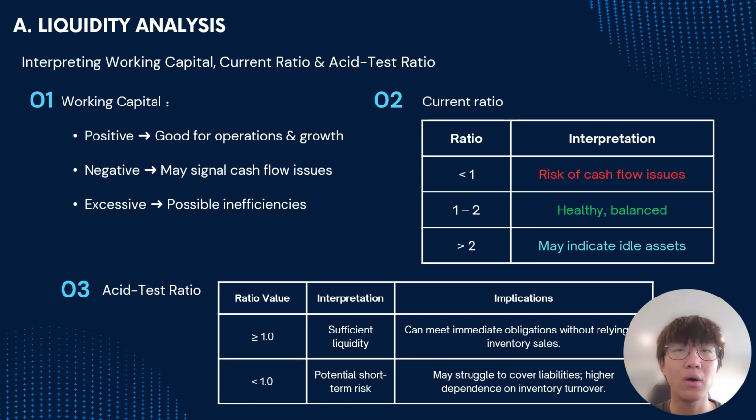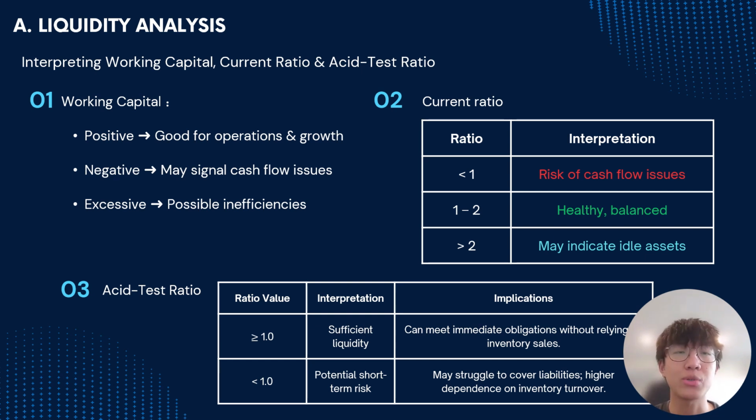Now, let's move on to interpreting the three indicators and what their values can tell us. Starting with working capital. If the value is positive, it means the company has more current assets than current liabilities, which is generally good. It supports day-to-day operations and provides room for growth. However, negative working capital may indicate cash flow issues and an inability to meet short-term obligations. If the working capital is too high, it might reflect inefficiency, as excess resources are not being used productively.